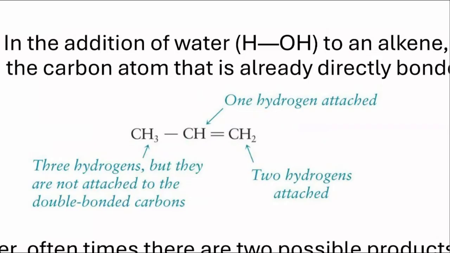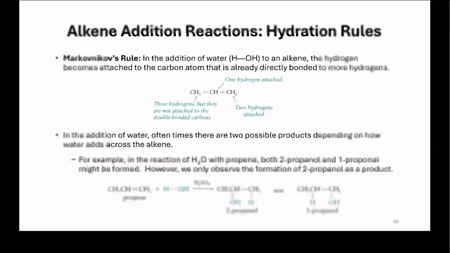The carbon atom that is directly attached to the most hydrogens gets the incoming hydrogen. If I look at this carbon and this carbon, the one on the left only has one hydrogen. The carbon on the right has two hydrogens. So that means that this one has more hydrogens. Only then I know that the one that has the most hydrogens will get the incoming hydrogen, and the other carbon that has the least hydrogens will get the OH.